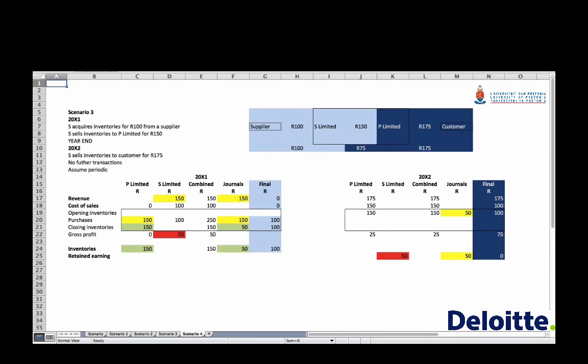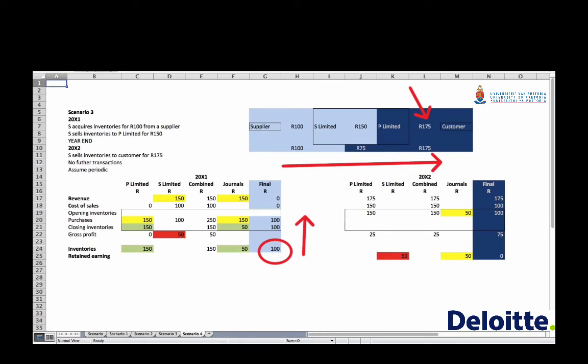Right, having understood what is happening in the individual books, now we need to consider what's going on for consolidation purposes. Well, for consolidation purposes, the sale has only taken place this year. If the consolidated accounts had a general ledger, there would have been opening inventories of 100 Rand. These would then have been transferred to opening inventories and then sold ultimately for 175.